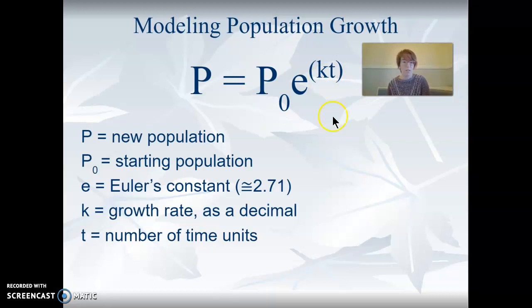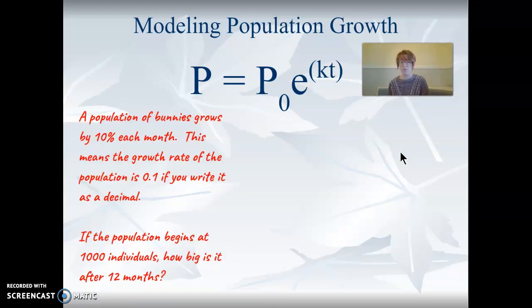You'll see the amount of time in months, in years, it can vary, but as long as the growth rate is in the same units of time that your time is, you don't have to do any adjusting. As long as those match, you can use this equation. So let's try an example. Go ahead and pause this and see if you can figure out what our population would be.